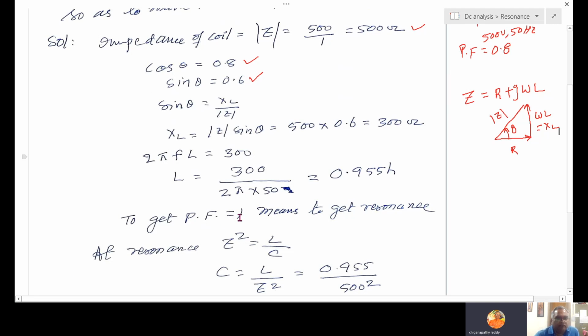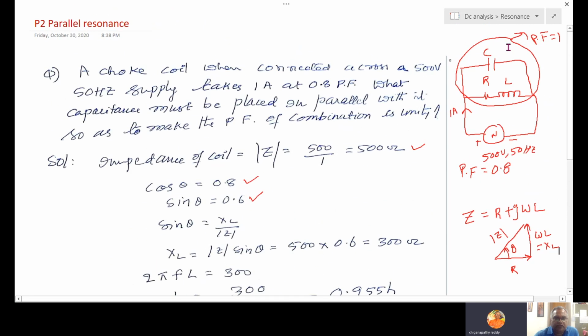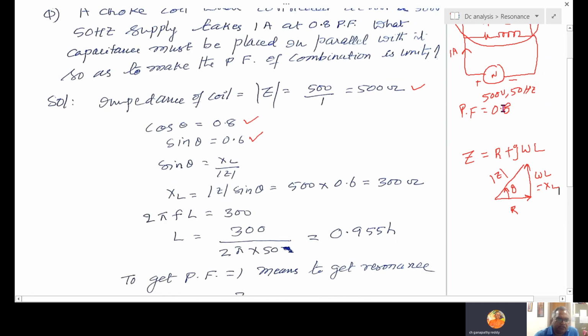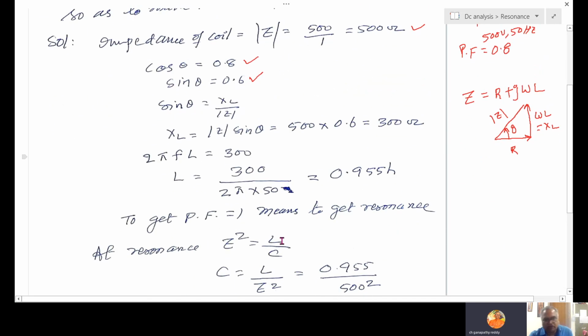To get power factor of 1 means to get resonance. At resonant frequency, this whole circuit at resonant condition, Z square equal to L by C. This derivation we did in the first category, Z square equal to L by C.